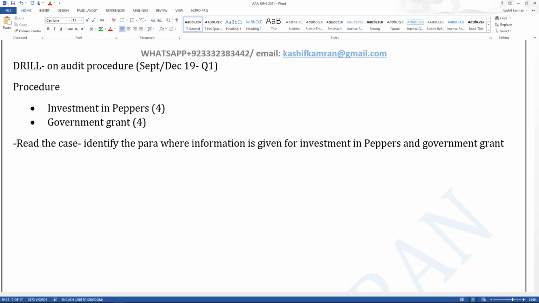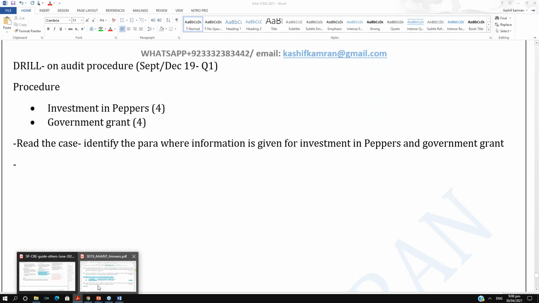So you will read the case, identify the para where information is given for investment in papers and the government grant. In a practice platform, this question is not available on the practice platform, so I'm doing it outside just to guide you on the steps. Next, let's see where is the paragraph on investment and the government grant.